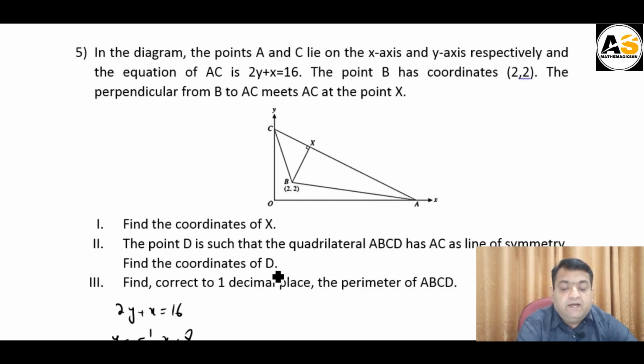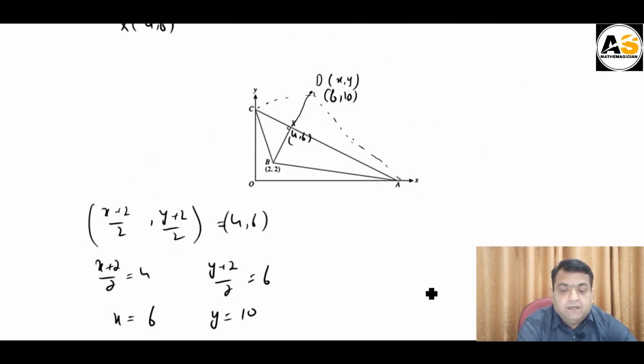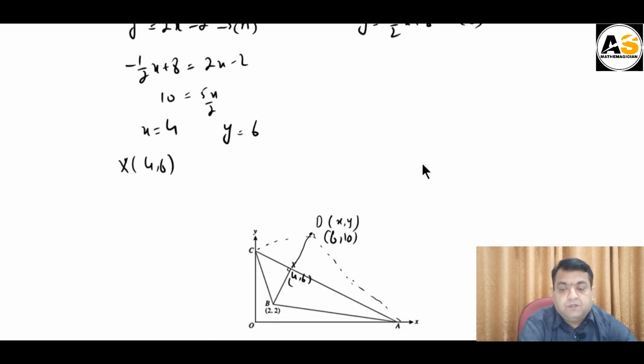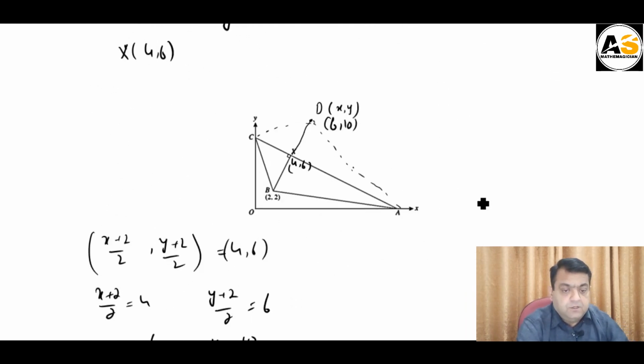Now we have to find the perimeter of ABCD. Dear student, we know the coordinates of B, we know the coordinates of D, but we don't know the coordinates of A and C. All we know is that A lies on the x-axis, C lies on the y-axis, and both these points lie on this equation: y is equal to minus 1 by 2 x plus 8.